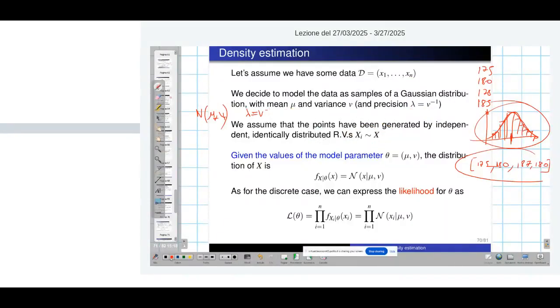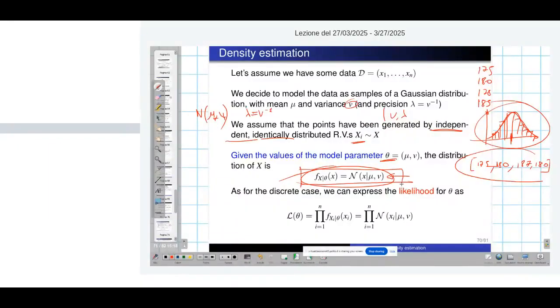So we model the samples as a set of independent, again, given the model parameters lambda, and identically distributed random variables x_i. Given the model parameters, we say that the distribution of one of these random variables can be described by a Gaussian density. So the Gaussian density is the density associated to each of the samples that we observed.